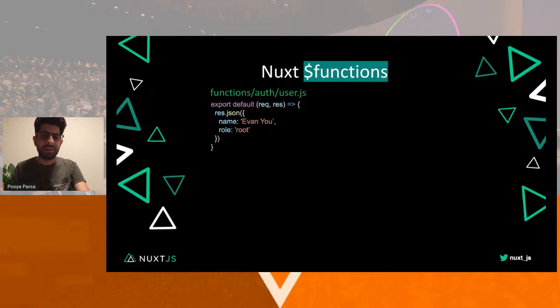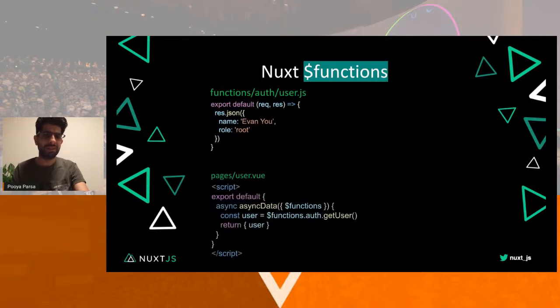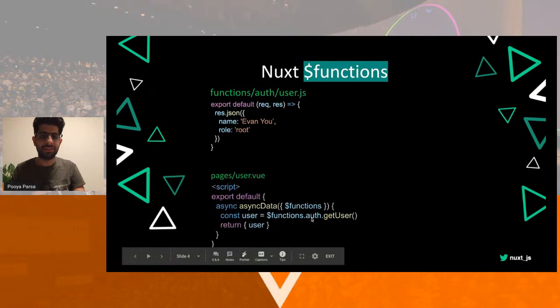So here's a small demo of what you can expect when writing a function. In your project, you can create functions/auth/user.js and export a middleware-like function with req and res objects. And magically, you can use it in your pages without worrying about how it is working behind the scenes. There is a $functions always available in the context, and it is namespaced. Because the directory name is auth and the file is user, it's mapped to get user, and the response would be the user object that you need.